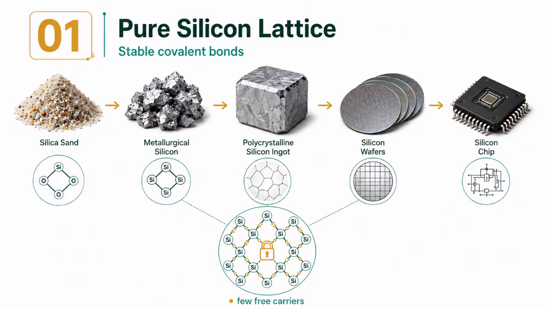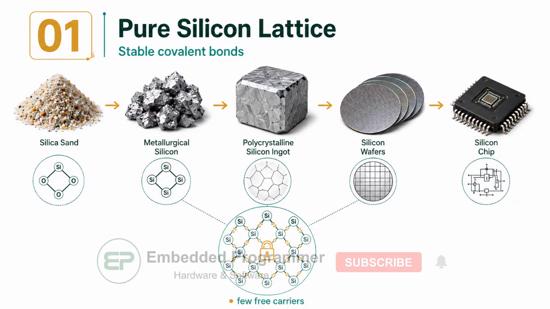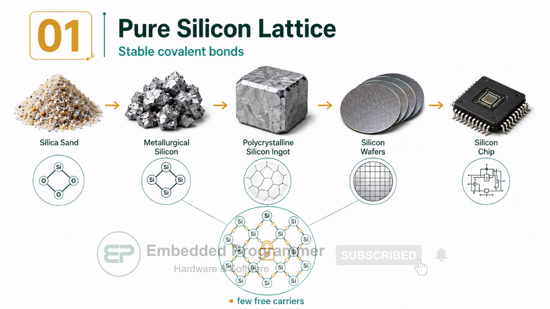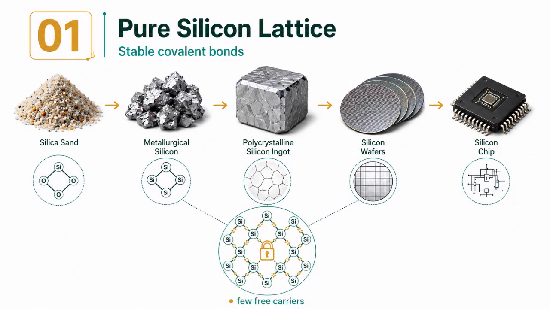Okay, our starting line is silica sand, which we refine to extract pure silicon. Now, if you zoom into pure silicon at the atomic level, you're going to see this incredibly stable diamond cubic lattice structure. Each silicon atom has 4 valence electrons, and it uses every single one of them to form super tight covalent bonds with its neighbors. Because all those electrons are securely locked up, there are basically 0 free electrons available to carry an electrical current.